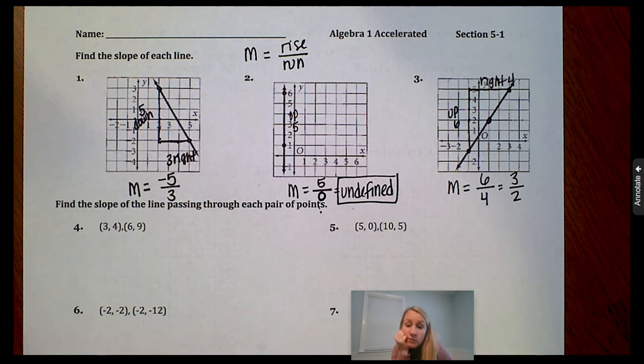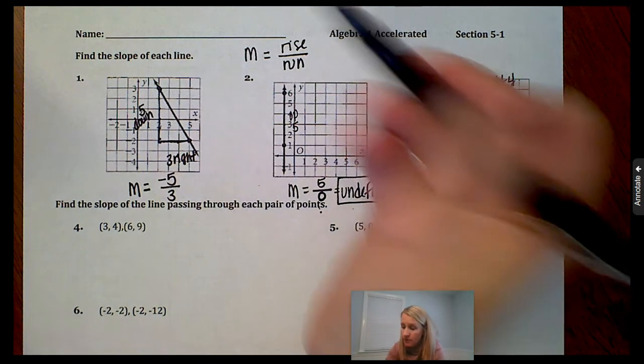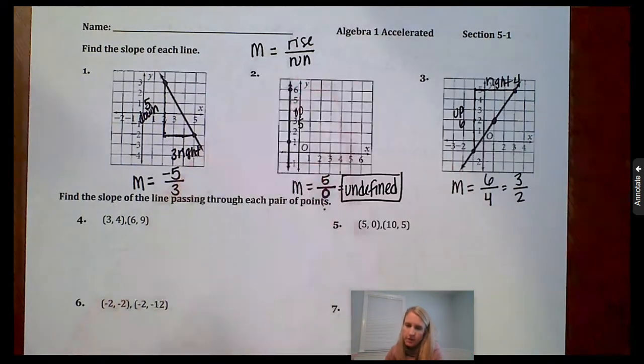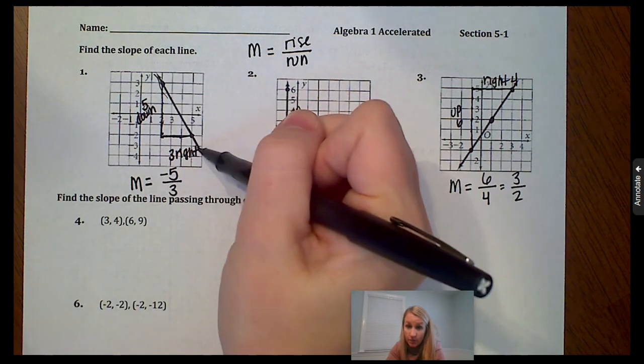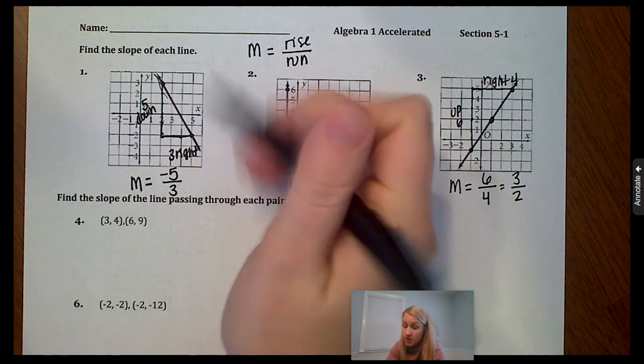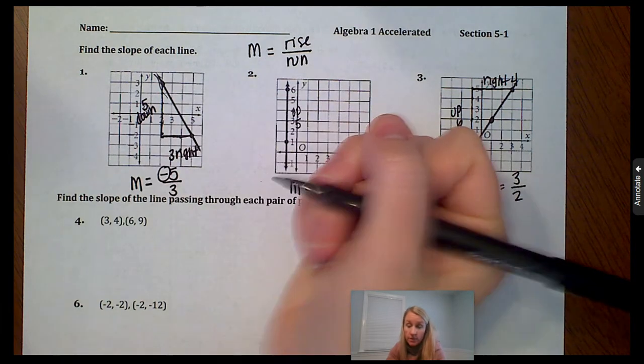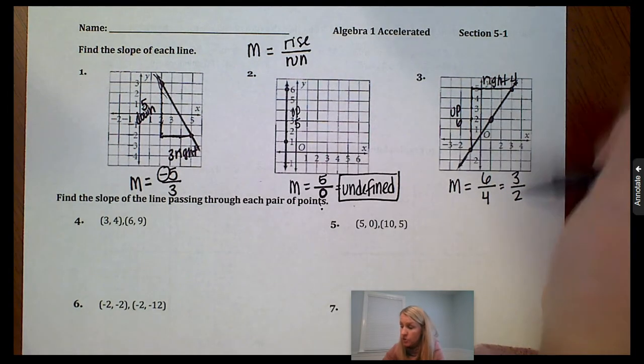No, one would be negative because when you're looking at it, see how it's going. If you look at things from left to right, like we're reading a book, see how this looks like it's going down. And when it looks like it's going down, it should have a negative. This looks like it's going up, so that's why it's positive.